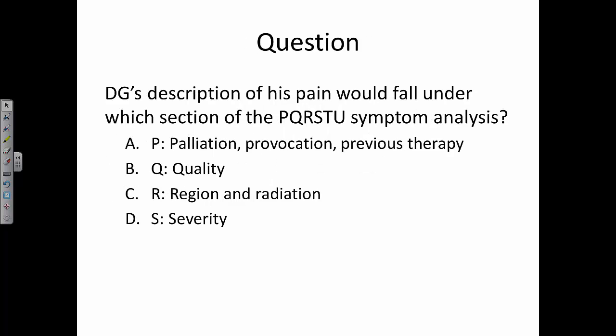Based on his description of pain, what section of the PQRS-TU symptom analysis would his description fall under? So, for P, is it palliating factors or things that make the pain better? Or provocation, so these are things that would make the pain worse, as well as previous therapies. What has the patient tried? Option B for quality, C for region and radiation, or D for severity. Why don't you take a minute and write down your answer?